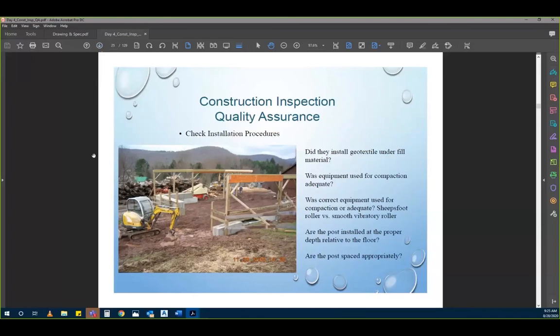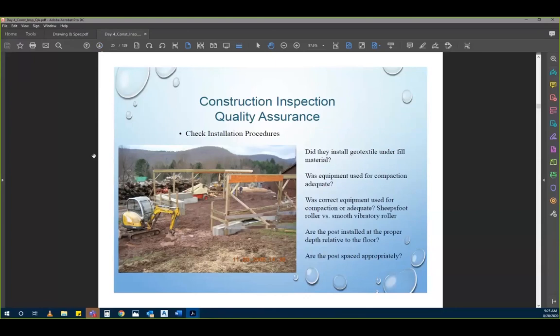You're going to check the installation procedures. Did they install the geotextile under the fill material like they said before they started grading and erecting the structure? What equipment was used for compaction? Was it adequate? Was the correct equipment used for compaction? Sheep's foot roller versus a smooth vibratory roller. We'll talk more about that in a little bit. Are the posts installed at the proper depth relative to the floor? The post markings, the truss markings, all that stuff, we need to verify that.